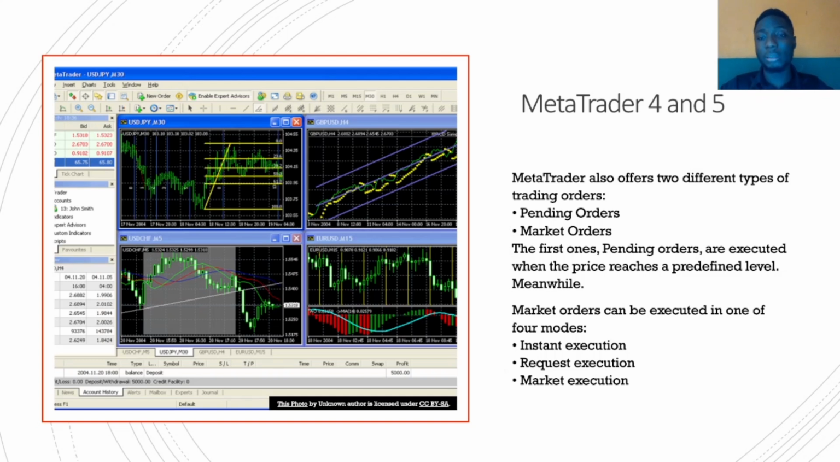So Meta 4 and Meta 5 have more or less the same features. Meta 5 is just like an upgraded Meta 4. You do well to download it. We use it in placing our pending orders. We use it in placing our instant orders.